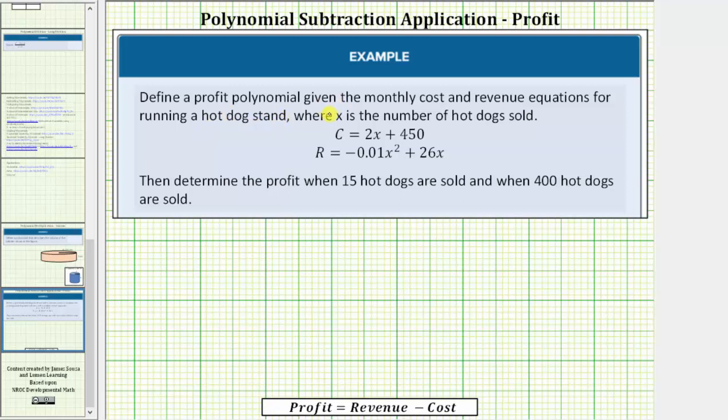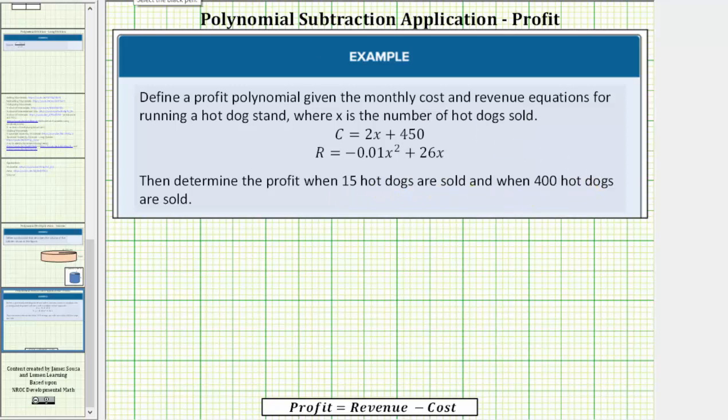Define a profit polynomial given the monthly cost and revenue equations for running a hot dog stand where x is the number of hot dogs sold. We have the cost c is equal to 2x plus 450 and the revenue r is equal to negative 0.1x squared plus 26x. And then we're asked to determine the profit when 15 hot dogs are sold and when 400 hot dogs are sold.